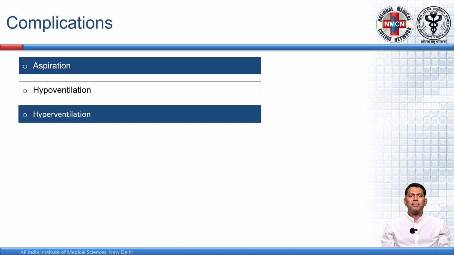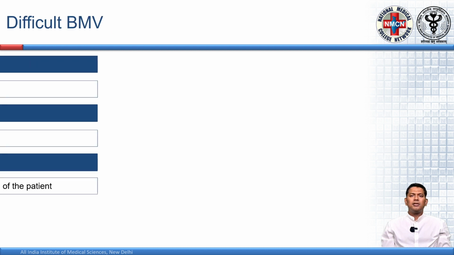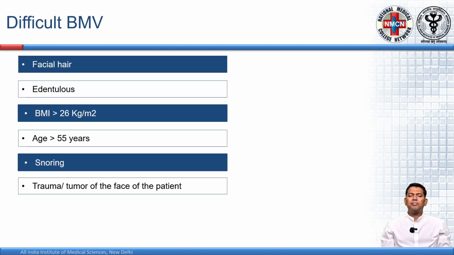Complications of bag and mask ventilation include aspiration, hypoventilation, and hyperventilation. Factors that may lead to difficult bag and mask ventilation include presence of facial hair, lack of teeth, those with BMI of more than 26 kg per meter square, age more than 55 years, history of snoring, and facial disfiguration such as trauma or tumor.